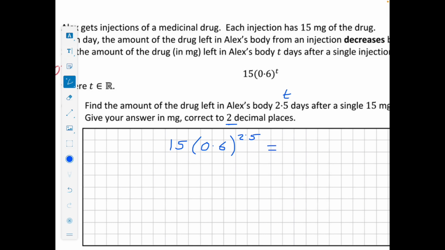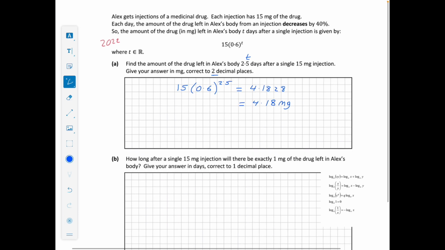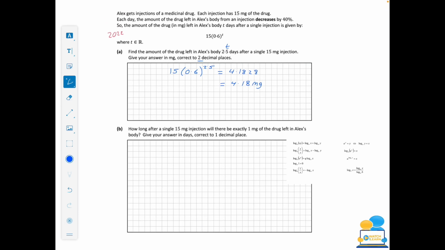Okay, I'm going to pop down to my calculator. 15 by 0.6 to the power of 2.5. I get out 4.1828. We wanted 2 decimal places, so that'll just be 4.18, and remember our units are milligrams. You can get that by reading back through the question. So that was fairly straightforward, just subbing in a number instead of our t.